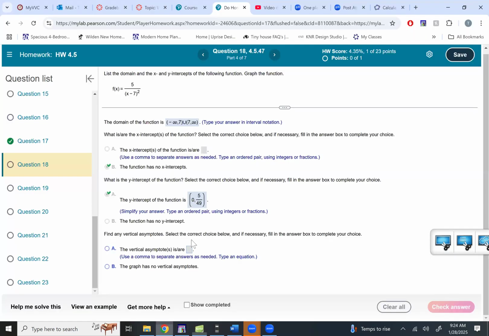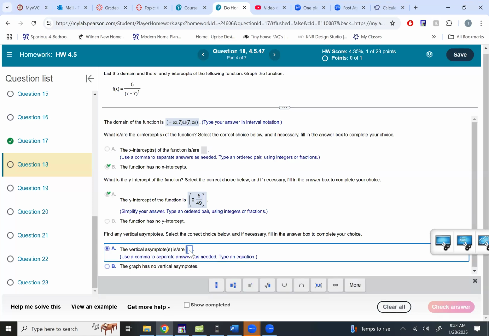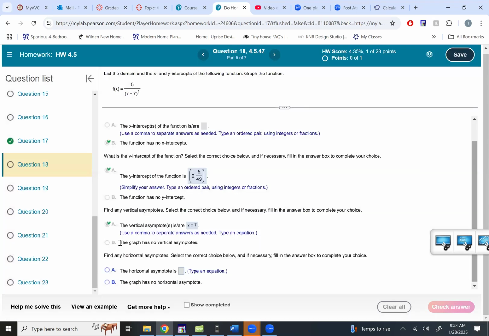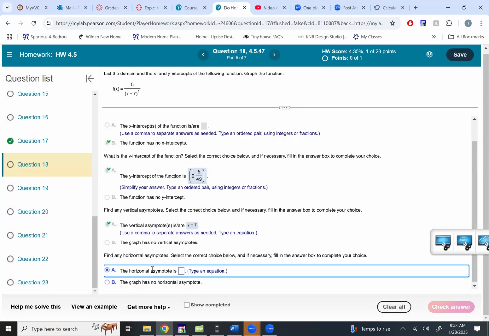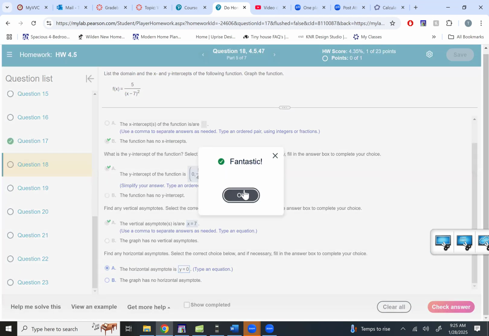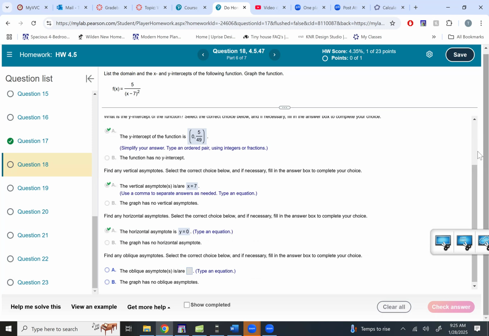Let's go put this in and pick it out of a lineup, okay? So we said x equals 7 was going to be our vertical. We said y equals 0 is the horizontal. And then we said there was no oblique. Remember, if you have a horizontal, you cannot have an oblique. They are mutually exclusive.